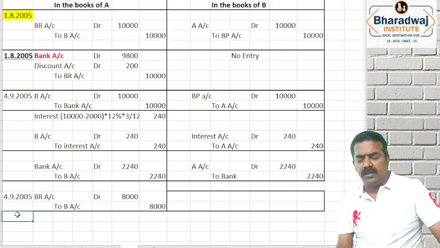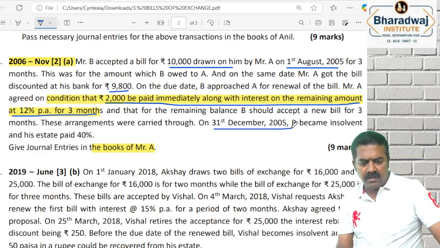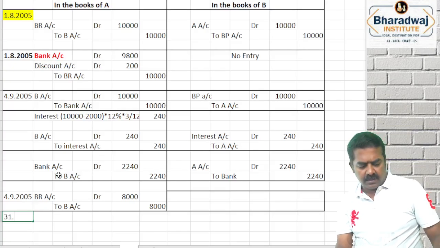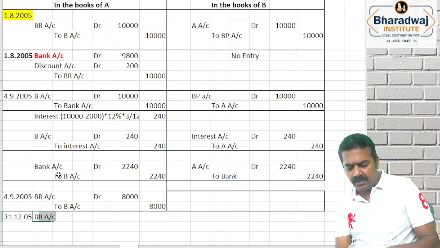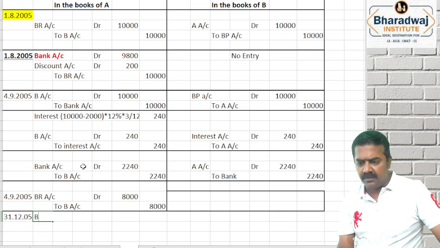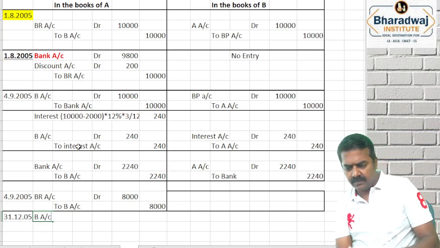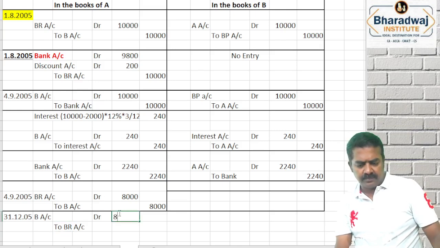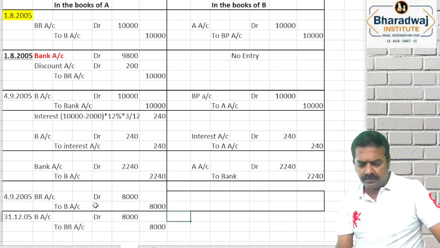On the due date of the bill, or when he became insolvent on 31st December 2005, he becomes insolvent. So cancel the bill. What is the entry for cancelling the bill? B account debit to bills receivable. Why should you cancel the bill? He became insolvent, so cancel the bill.